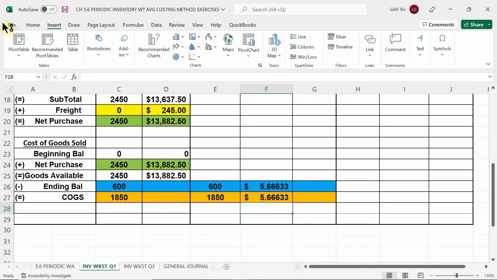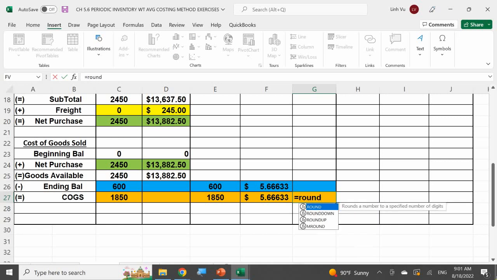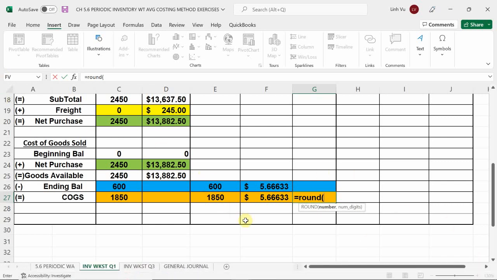So this is where I'm going to teach you a new formula, okay? And so let's do the cost of goods sold first, because usually that's what we're supposed to do. We're going to take the total amount of cost of items that we sold, and we're going to multiply it by the average cost per item. So in this case, this is what I'm going to teach you. It's equal ROUND, open parentheses or tab if you want to activate it, right? You're going to put your formula that you want to calculate.